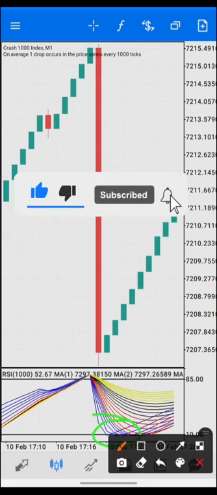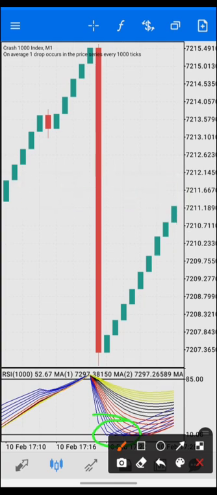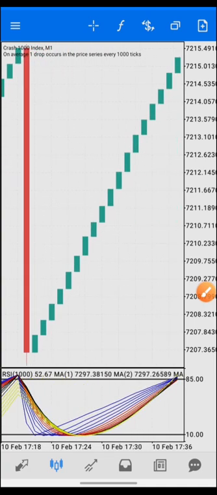That's when you move out. You don't have to stay in the market for a long time. Remember, you are scalping. Okay, this is how the strategy works.